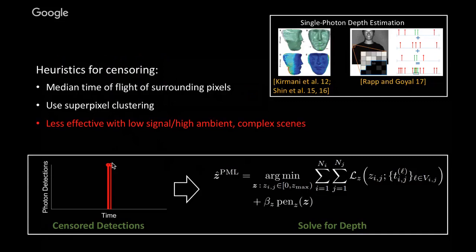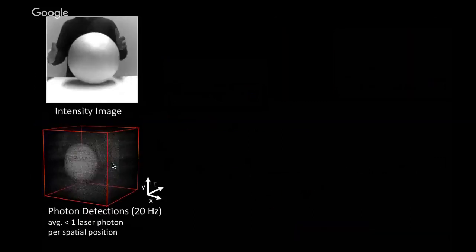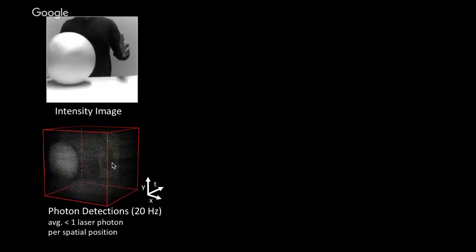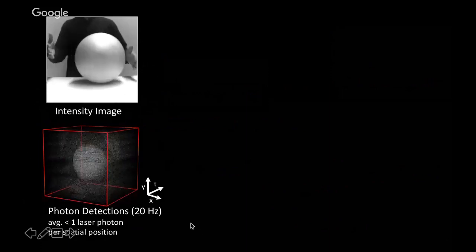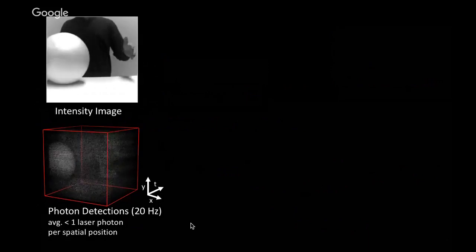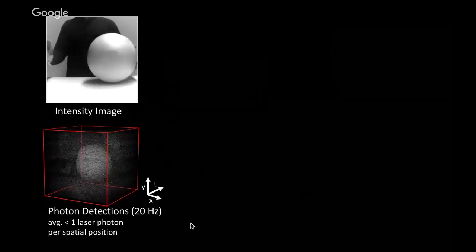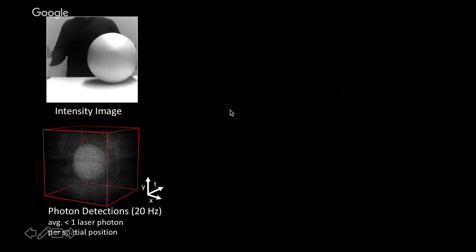And so we wanted to take a slightly different approach here. We were exploring how we can maybe use both the histogram or transient information captured with a SPAD shown in the bottom left, which is again another transient video here being captured at a rate of 20 hertz. And we wanted to see ways to fuse this information with more conventional sensor information, including an intensity image.